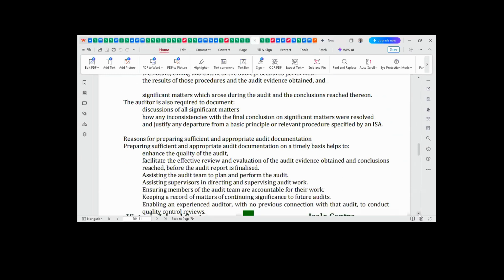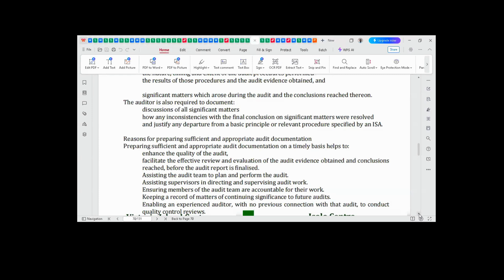Now, there are reasons why we prepare audit documentation. Number one, like I said, without audit documentation, there is no evidence that the audit has been performed. So it enhances the quality of the audit, because it is what is documented that will establish that this thing was actually carried out. Then number two, it facilitates the effective review and evaluation of audit evidence obtained at conclusion, which I just explained, before the audit report is finalized.